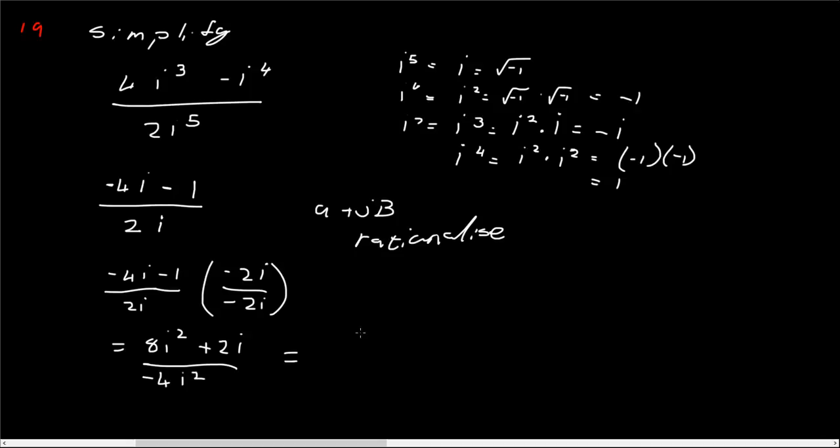Let's simplify that a little bit further. i squared we know is minus 1, so that gives minus 8 plus 2i over minus 4 times i squared, which is minus 1, over 4 is equal to minus 2 plus, so the real part is minus 8 over 4, which is minus 2, and 2i over 4, which is 0,5i. And there you go. There's your answer. It's in standard form, and you've simplified the equation.